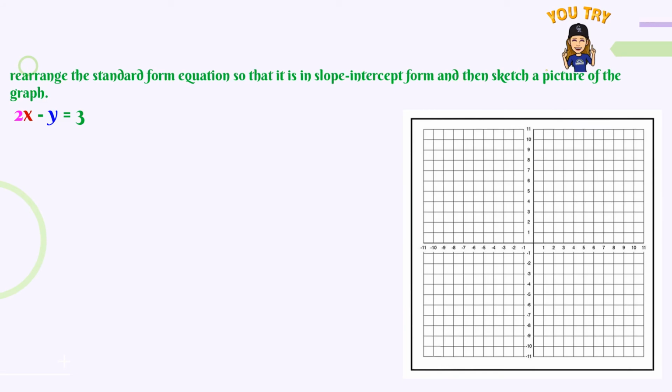So here's an example where I want you to try. Rearrange the standard form of the equation so that it's in slope-intercept form, and then sketch a picture of the graph. So I'm going to solve this. I need to subtract 2x from both sides. So I'm left with negative y is equal to negative 2x plus 3.